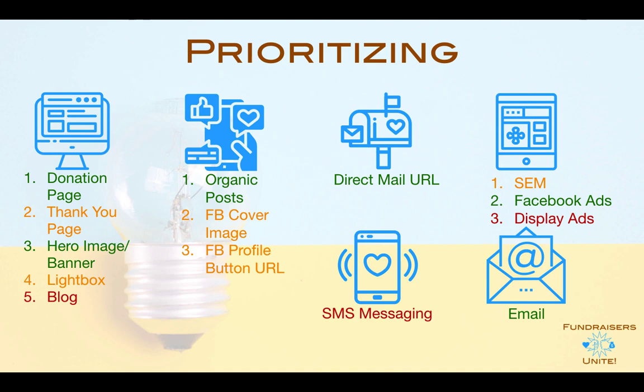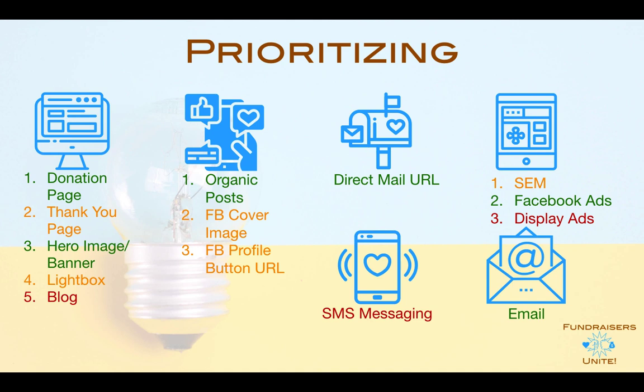So as we look at all the green: your donation page, hero banner, organic post, direct mail URL, Facebook ads, and email. These would be the main things that you absolutely have to do. Now, your Facebook ads could be a greenish, orangish, but I debated with myself where I wanted to place that. And I have it as green because I think it's a great way to make sure that you're hitting your audience in all of the channels, and they can be done relatively inexpensively.